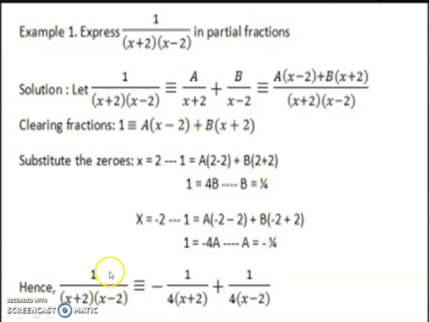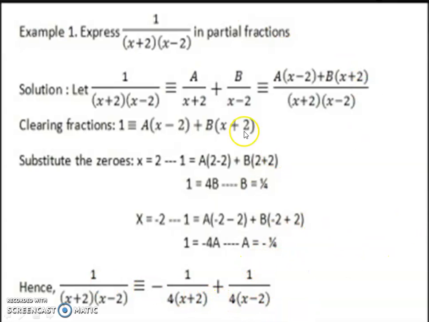Now we resolve 1 upon x plus 2 into x minus 2 as minus 1 upon 4, which is the value of A, and the B value is 1 upon 4. In this equation we derive the final answer.